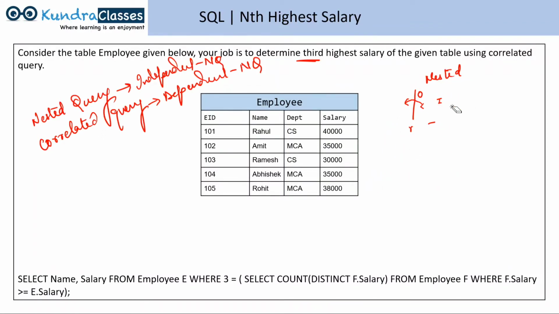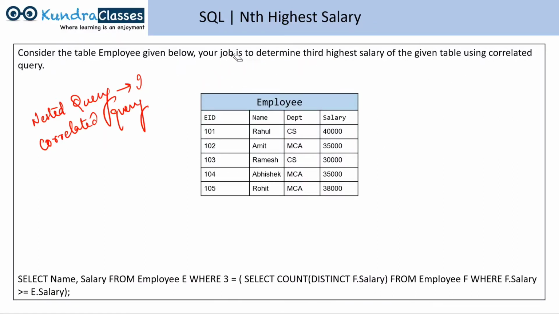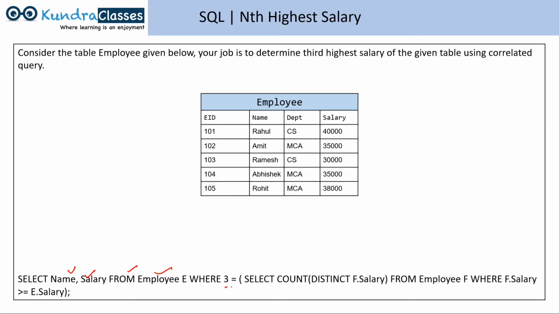Our job, I have already explained how to determine the nth highest salary using simple nested query. So let's start with what correlated query actually is and how to solve this question. This question will make you understand what nested query and correlated query are all about. So given there is a query: select name, salary from employee table, where 3 equal to, and something in brackets.